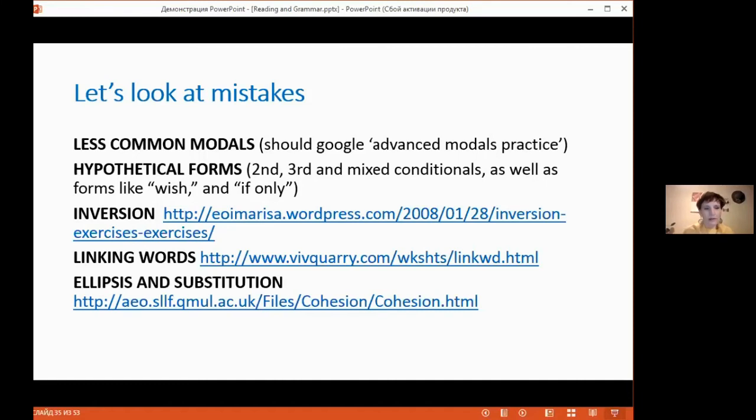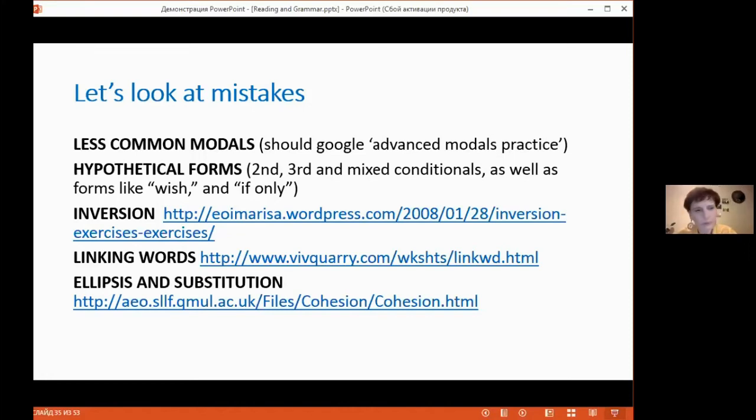So this is basic, well, not so basic, advanced grammar, of course, but this is something that you probably deal with even when preparing for our exams, because I think, maybe with the exclusion of ellipsis and substitution, everything else is present in the list of grammar points for our state exam.